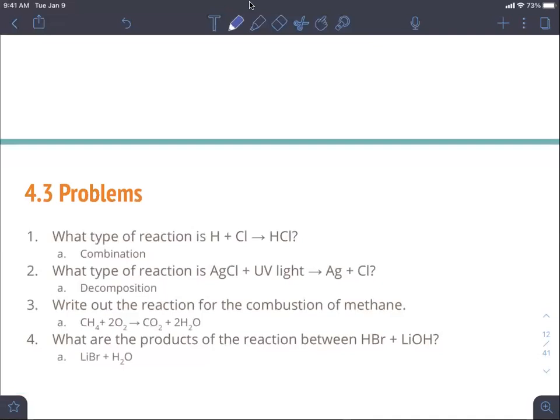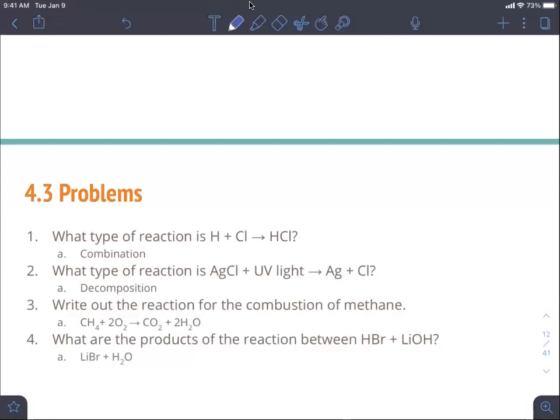If you write out the reaction for the combustion of methane, you know that one of the reactants is oxygen and that the products are carbon dioxide and water. So all you have to do is write in methane. So methane is just CH4. We'll talk a lot more about methane and other hydrocarbons in organic chemistry. Just remember that you need to balance this reaction because there needs to be equal numbers of each atom on each side.